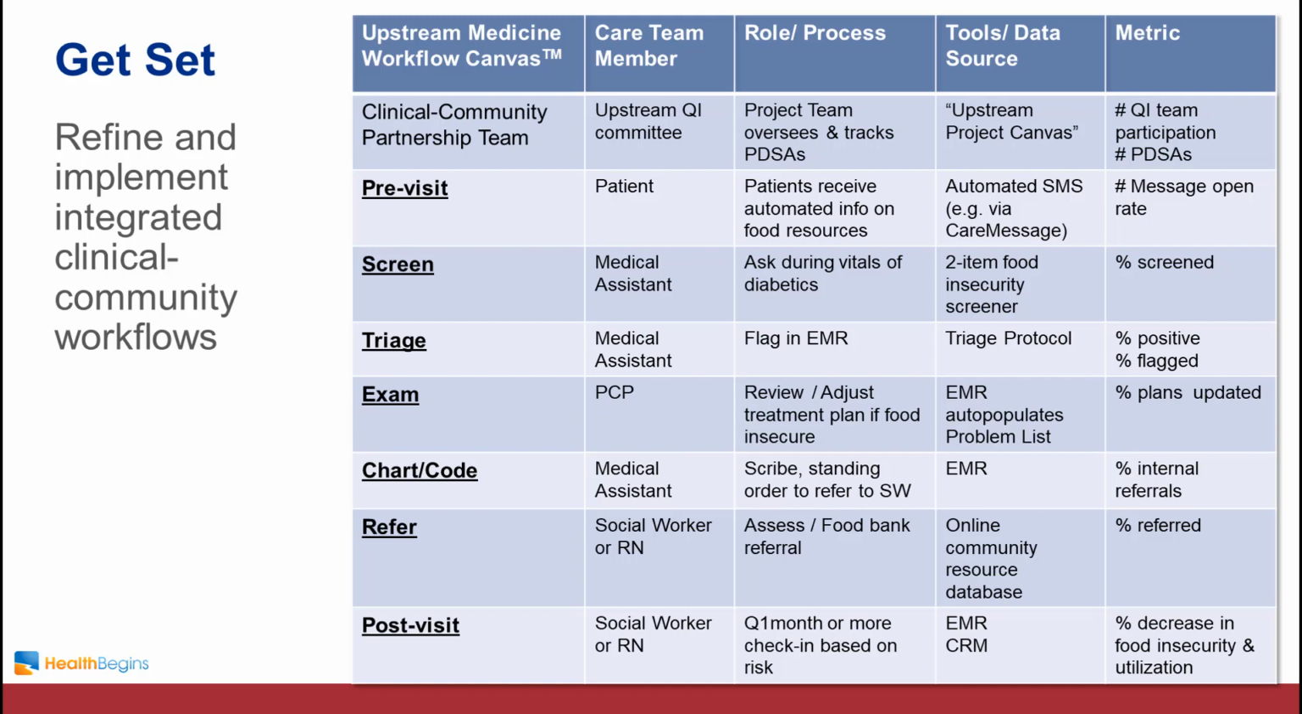So maybe you'll add in screening for social needs as part of a vital check or an intake process, for example. And then also to get really specific around how are you going to do that. So who is going to take ownership or responsibility for this step, and what will their specific role or process to follow be? What tools are available to them? How will you measure whether or not this workflow is successful?